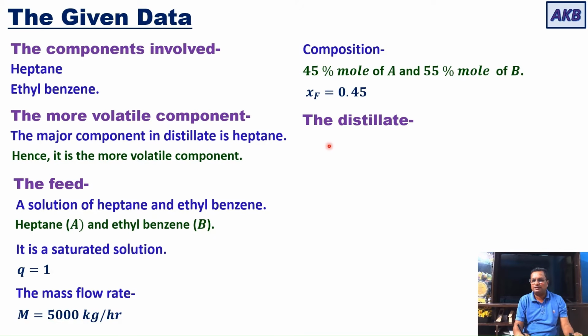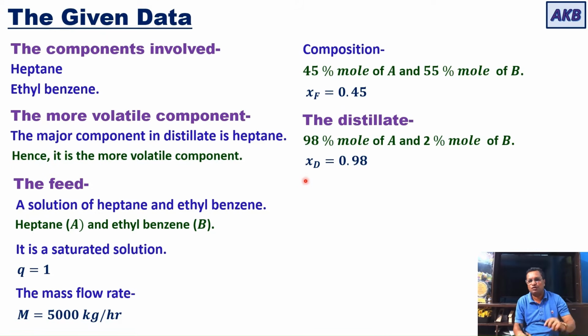Then you also have some information about the distillate. What is that information? 98% mole of A is present in distillate and the remaining 2% mole is of B. So that means we know xD. xD is 0.98, 98%, so that would be 98 by 100. That will give us the mole fraction. That is xD, mole fraction of A, mole fraction of the more volatile component in the distillate.